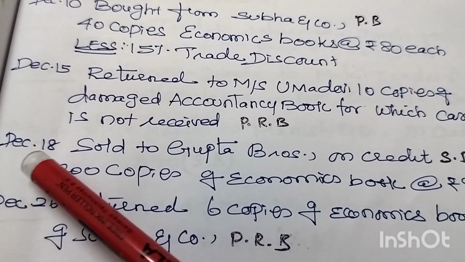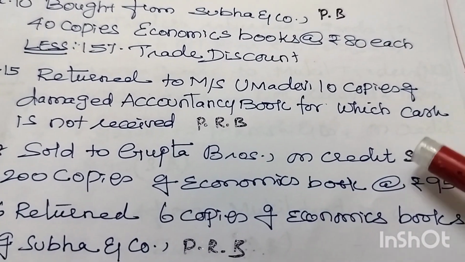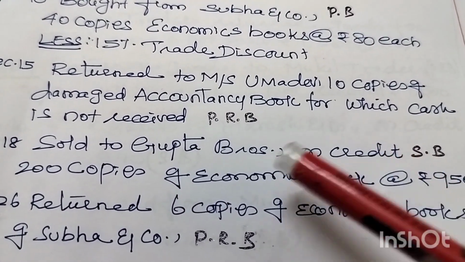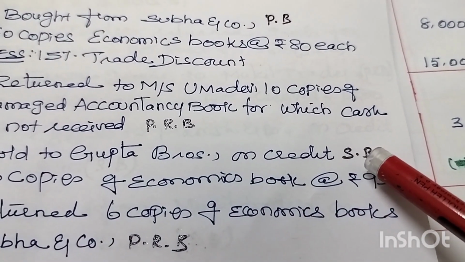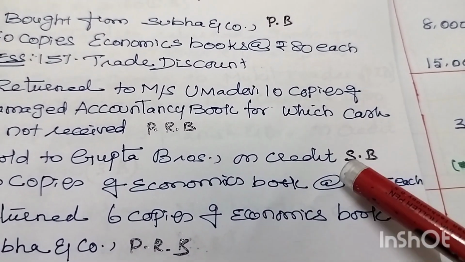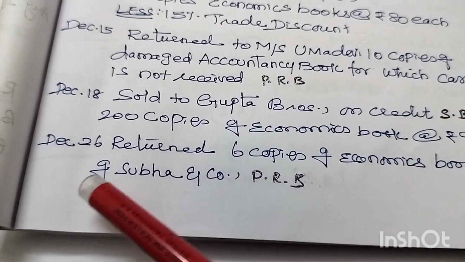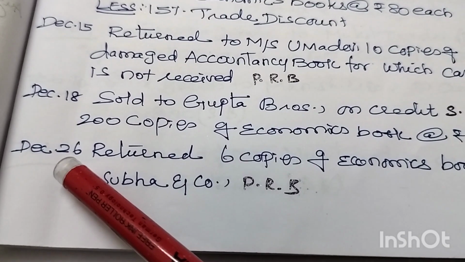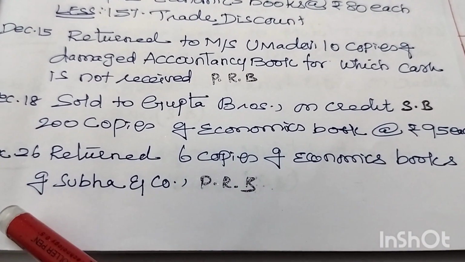December 18, sold to Gupta Brothers on credit. What does this transaction tell us? This is a credit sales transaction. So you are going to enter this transaction into the sales book. So you can write SB on this transaction. SB means sales book.